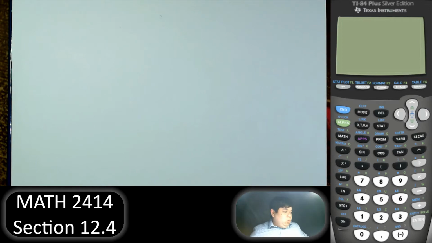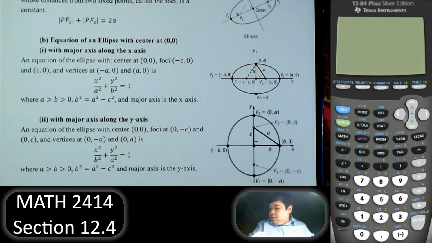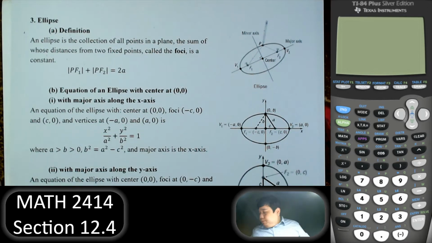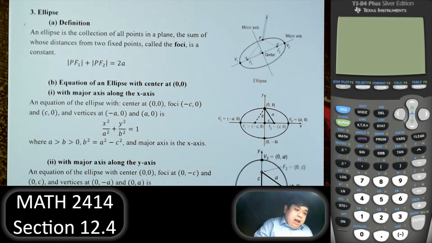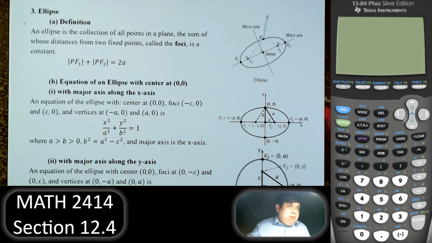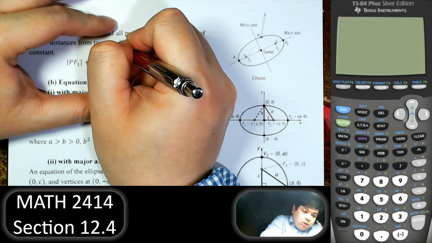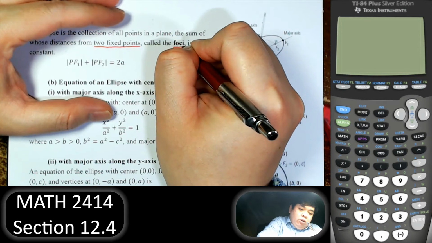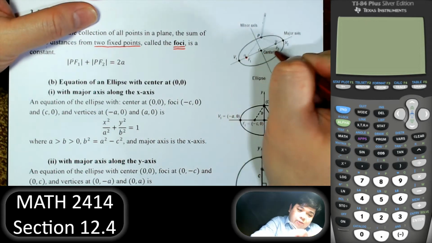Right, next we go to another one, ellipse. Right, ellipse. Definition. An ellipse is the collection of all the points in the plane where the sum of the distances to two fixed points. So this time we have two fixed points. Each of them is a focus. So together, the plural is foci. So we have two foci.